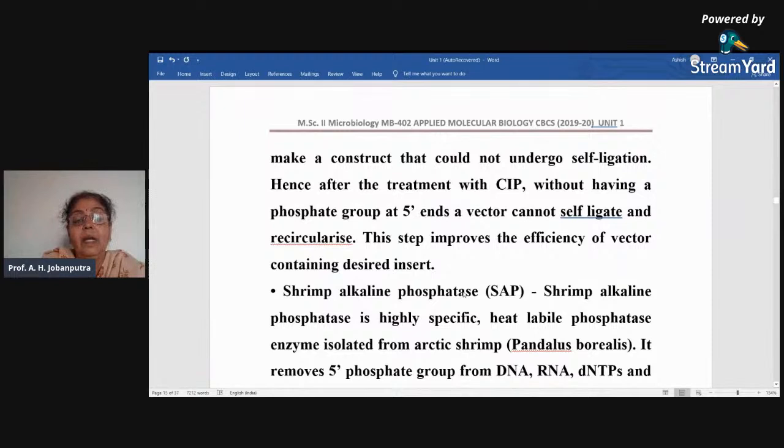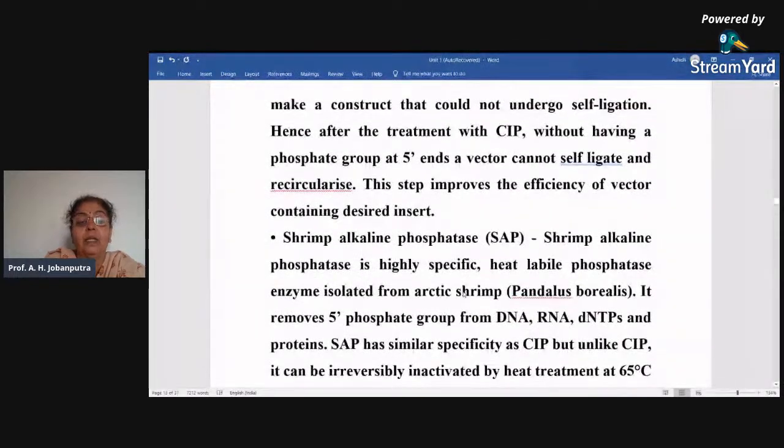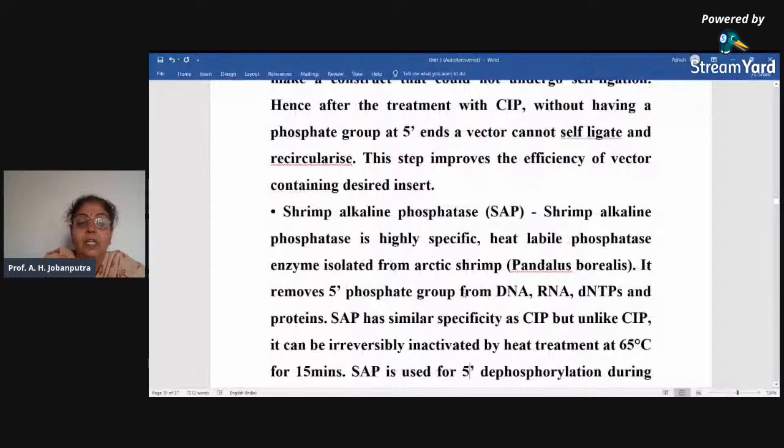Next is shrimp alkaline phosphatase, SAP. Shrimp alkaline phosphatase is very specific heat labile, heat sensitive phosphatase enzyme, which is isolated from the Arctic shrimp Pandalus borealis. हा जो श्रिम्प आहे त्याच्यामधून हे आयसोलेट केले जातात. आर्क्टिक सर्कल्स मध्ये हे श्रिम्प सापडतात, पॅन्डालस बोरियालस आणि त्याच्यामधून हे एक्स्ट्रॅक्ट केलेलं हीट सेन्सिटिव्ह फॉस्फेटेज आहे, बट नॅचरल आहे. तो आर्क्टिक रिजन्स मधून आयसोलेट केलेला असेल, सो इट विल बी व्हेरी सेन्सिटिव्ह टू हीट.